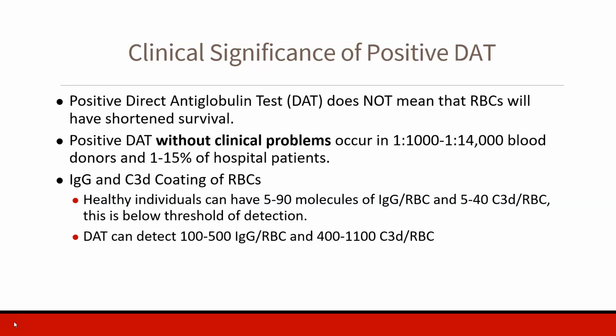IgG and C3d coating of red cells. Healthy individuals can have 5 to 90 molecules of IgG and 5 to 40 molecules of C3d coating the red cells. This is below the threshold of detection. And remember, in any laboratory test, we're looking at sensitivity and specificity. In this case, the sensitivity, the ability to detect a clinically significant amount, is not here. We have to have heavy coating, which is more likely to indicate clinical problems with the patient. The DAT can detect 100 to 500 IgG and 400 to 1100 C3d molecules.